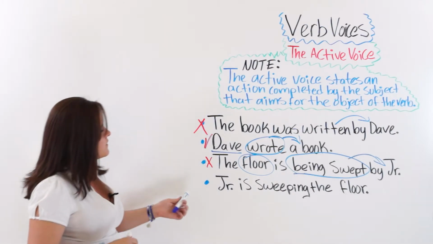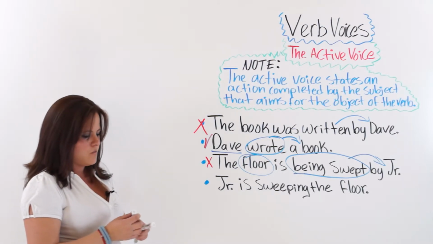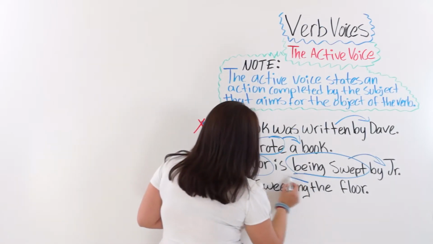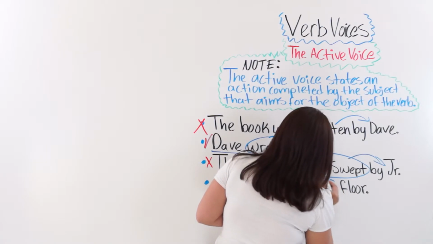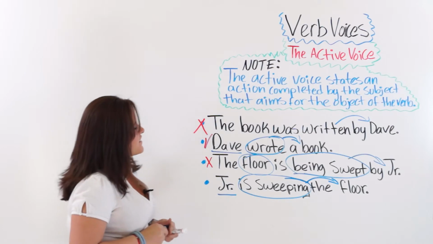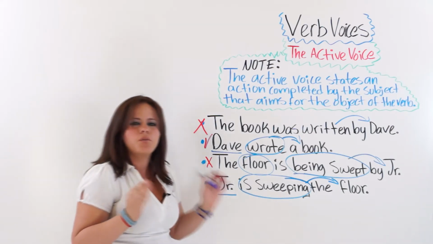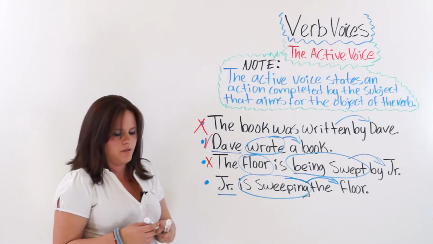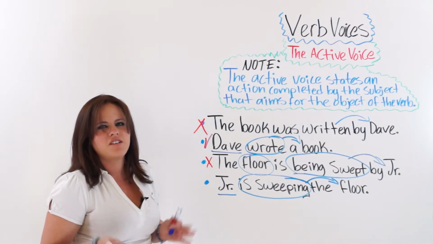And the next one says, Junior is sweeping the floor. We have our subject, Junior. We have our verb phrase, is sweeping. And we have our object, the floor. So the verb phrase is aiming for the object of the verb. Junior is sweeping the floor. So is this correct? Is this the active voice? Yes, it is.